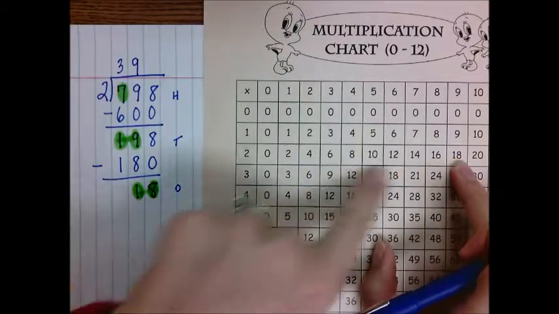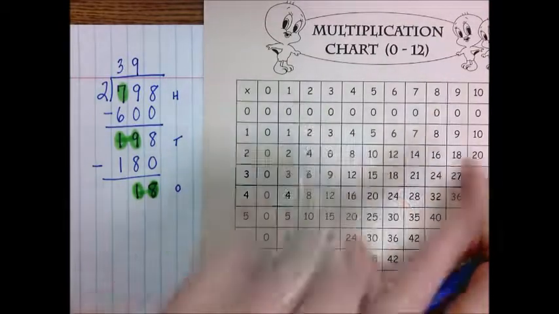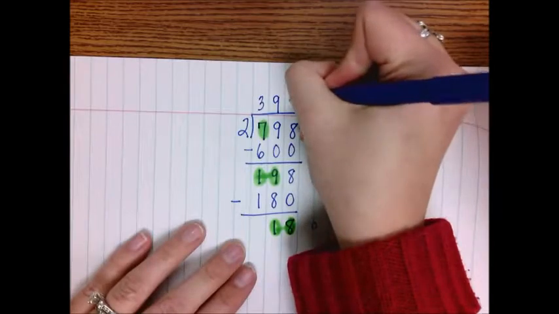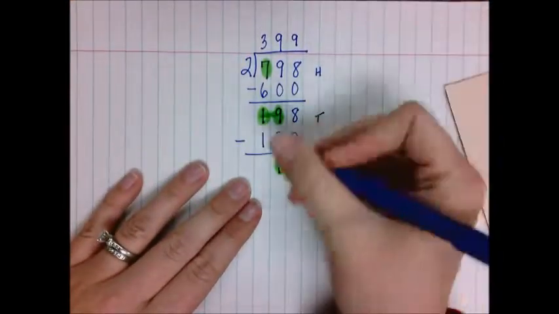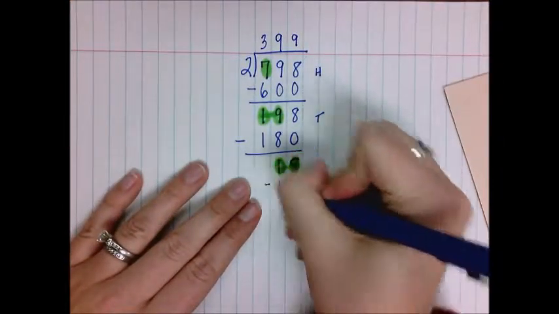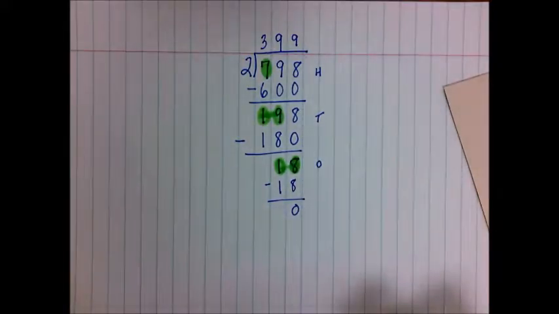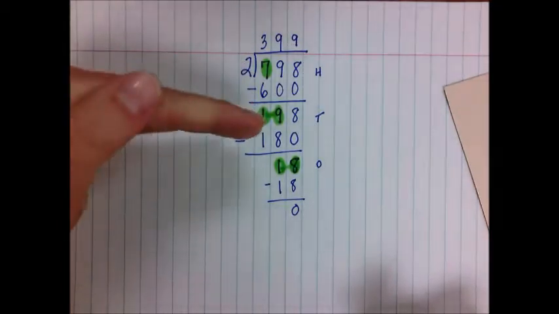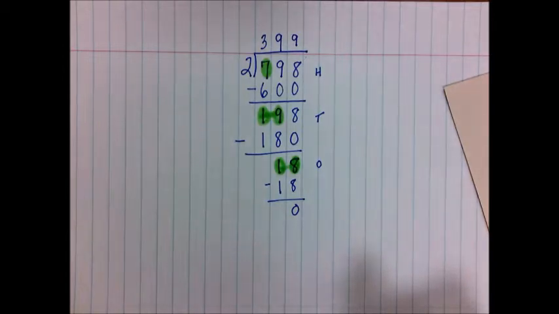Look at that. 2 goes into 18 exactly 9 times. So 2 times 9 is 18. And there you go. 798 divided by 2 is 399. So we went through each place value. Nice job, guys.